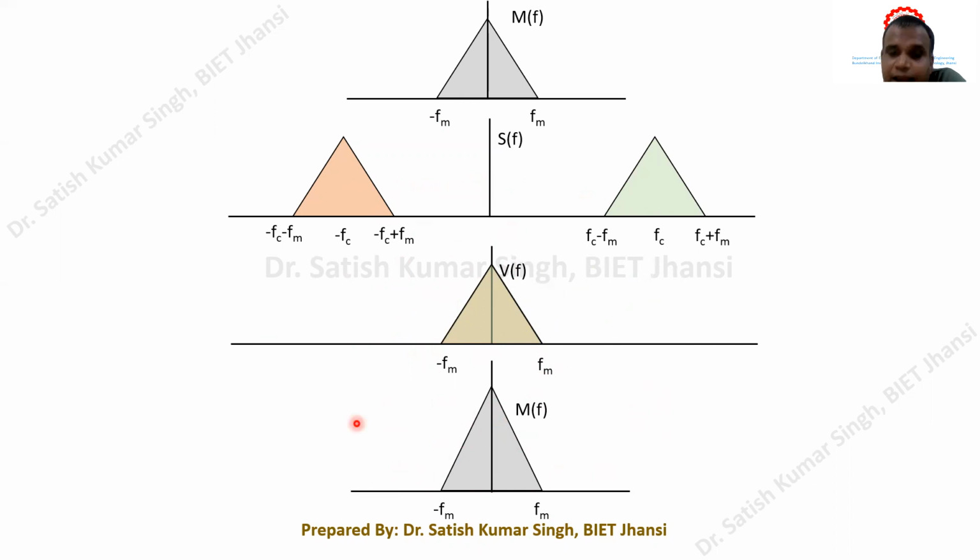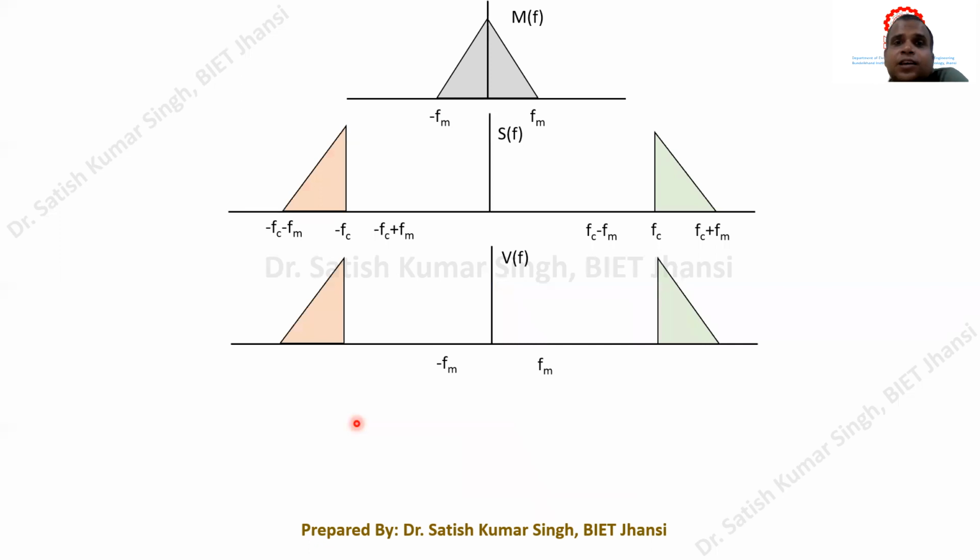The same thing happens when we are talking about our SSBSC case. In the SSBSC case, first of all, we take the message signal, and then we have to generate the DSBSC signal, and after that, we have to pass it through a particular filter or a particular generation method, and then we will be able to generate a particular USB modulated signal. So this is our USB modulated signal. So after multiplying with the carrier, this has been shifted around FC, and one of the sidebands is actually eliminated or removed.